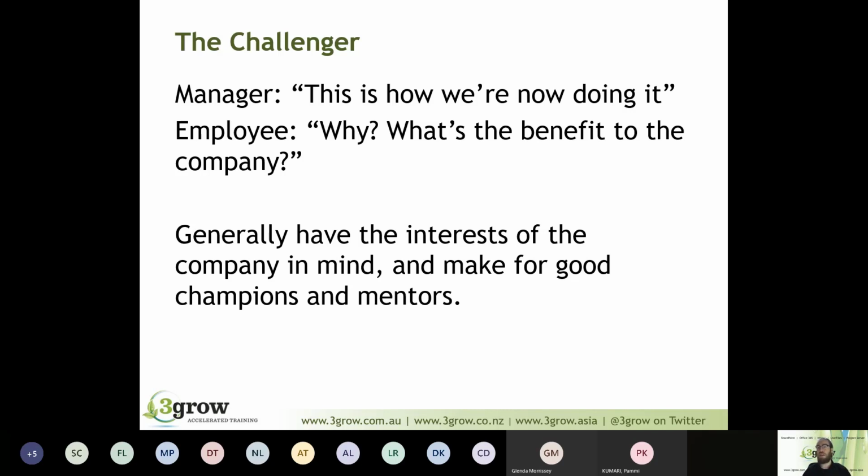The challengers generally make good mentors and champions as well, because they're the ones that have more of a vested interest in ensuring that the adoption takes place.